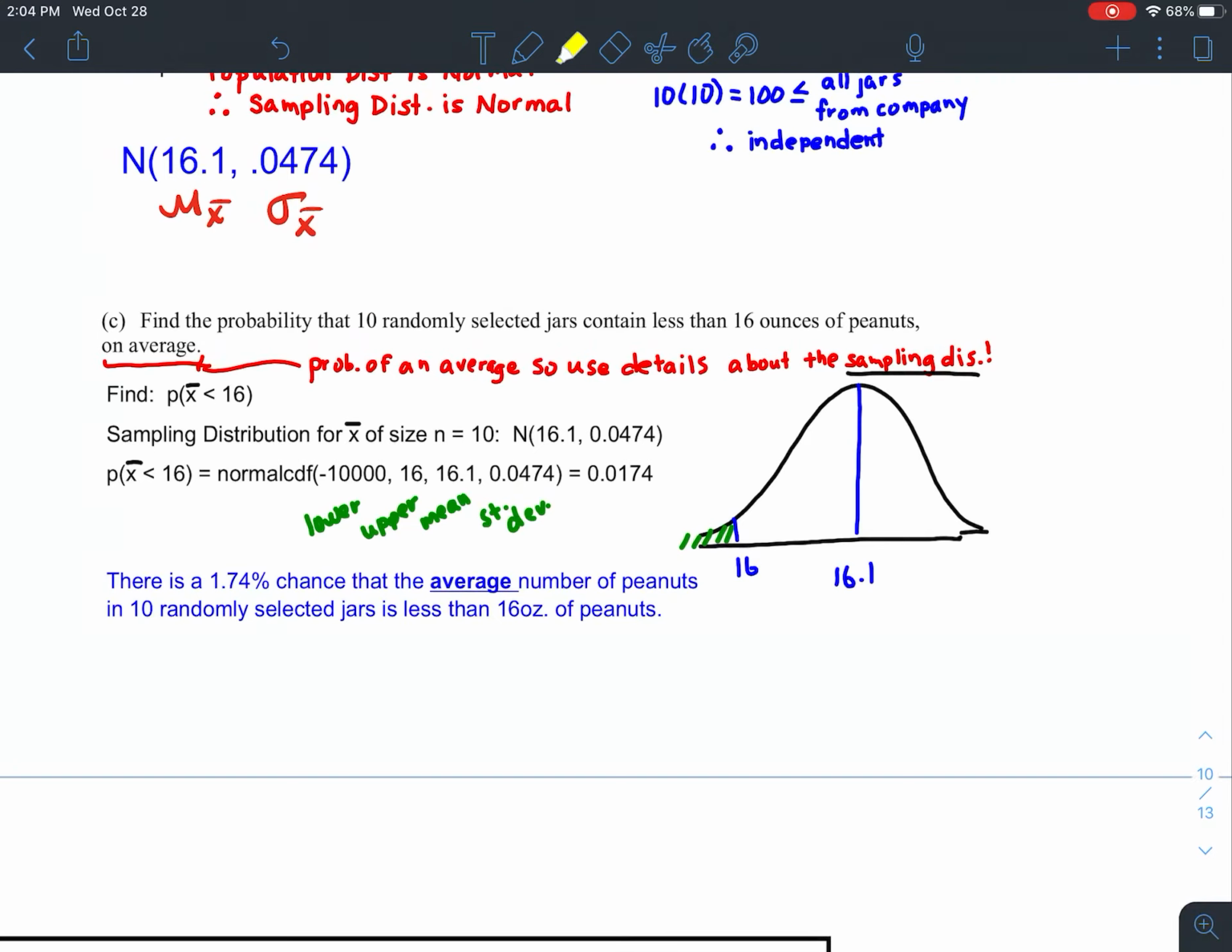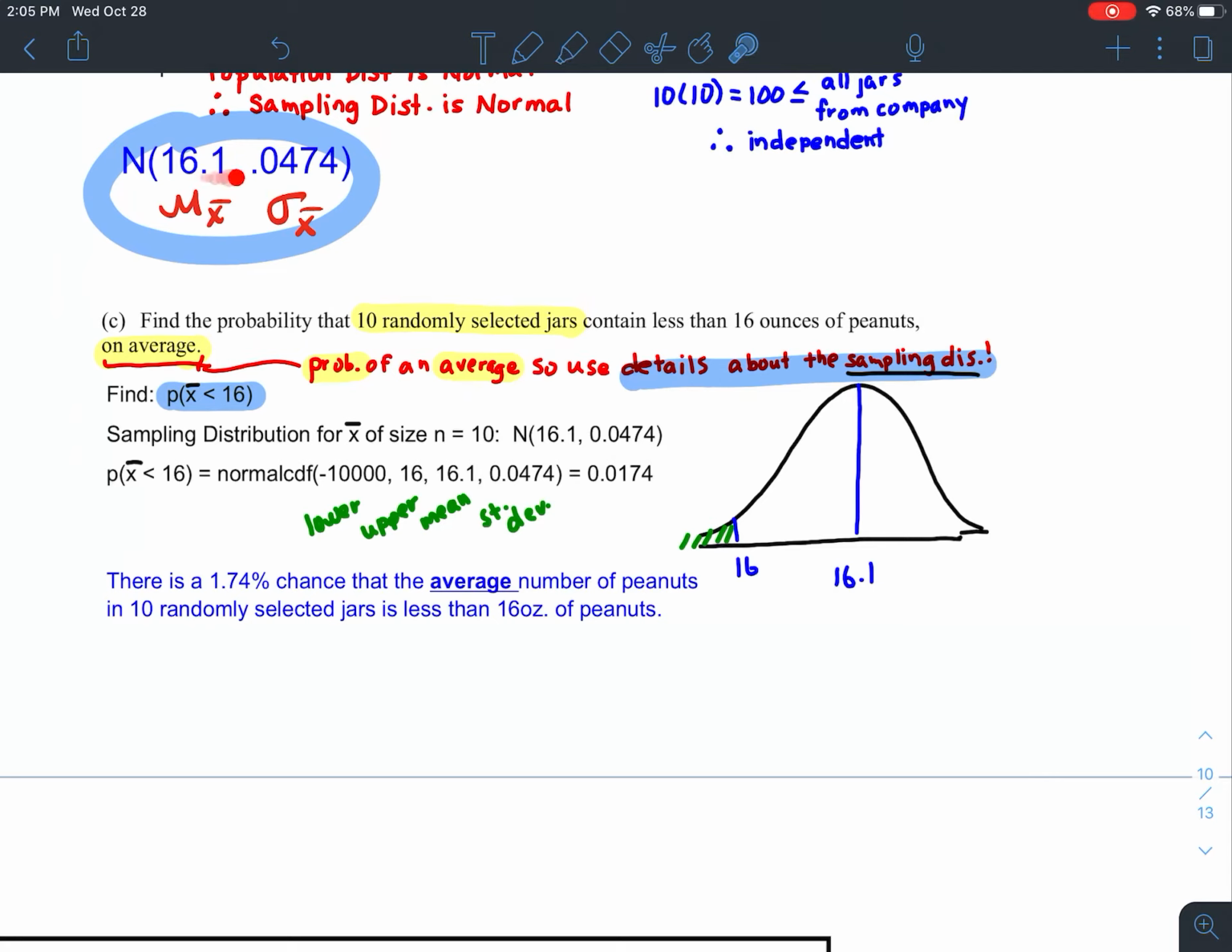So finally, we're coming down here and we're being asked to find the probability that if we were to take a sample of 10 randomly selected jars, what would be the probability that of those 10 randomly selected jars, there would be less than 16 ounces of peanuts, here's the key, on average. So now we're asked to find a probability of an average. So we want to be using the details regarding our sampling distribution, which is what we have right up there. And you'll notice that I'm now saying the probability that X bar is less than 16, not just X.